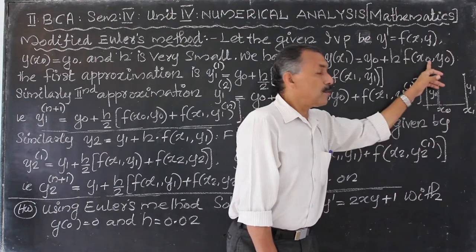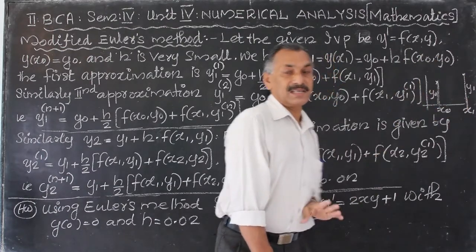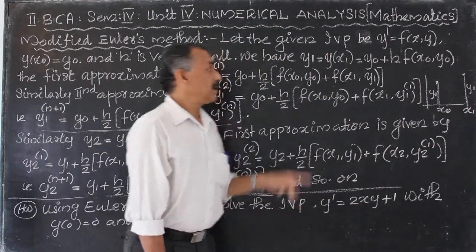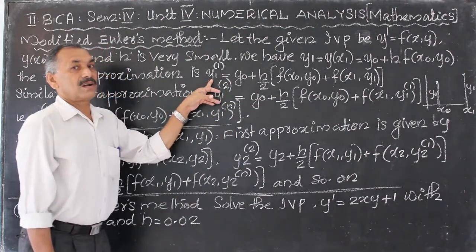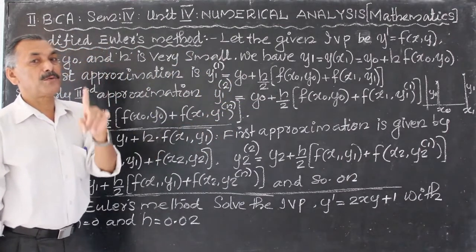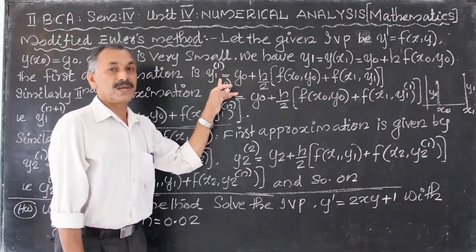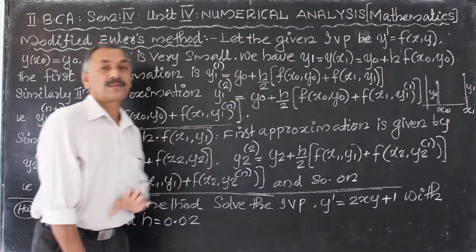That is f of x0, y0. This is the value of this point. This is the value of the first approximation of y1, y of x1. x1 is the point of y1. That is the first approximation. y1 is equal to this value.